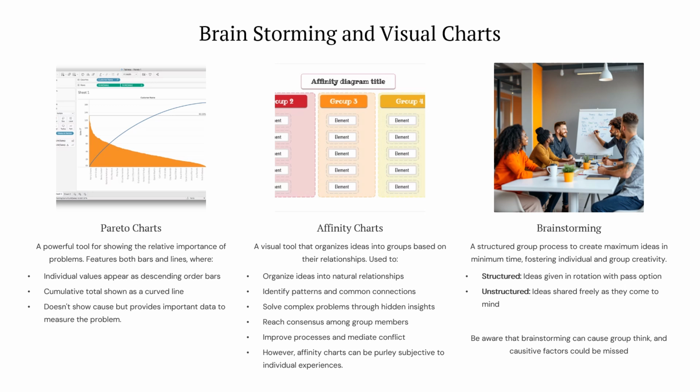The next is an affinity chart. An affinity chart is a tool that organizes those ideas into groups based on their relationships. They can be used in your fishbone diagram. However, affinity charts can be purely subjective to individual experiences. And lastly is brainstorming. Brainstorming is a way to get a group together to identify ideas in a minimum amount of time and foster individual and group creativity. However, it's important to remember that brainstorming can cause groupthink and causative factors could be missed.